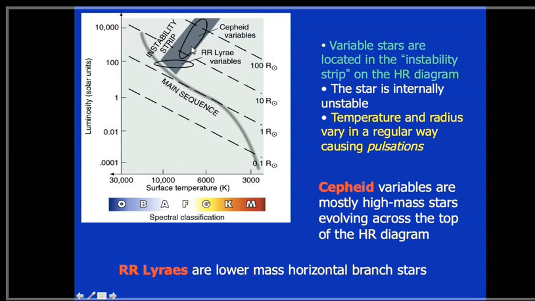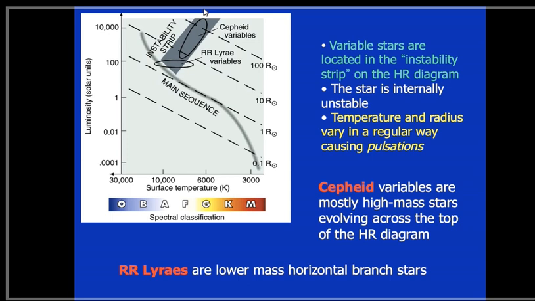So remember, a star is always trying to find a balance between the exterior weight of the star pressing in and the rate of nuclear reactions in the core that are pushing out. So it just so happens that when stars are in this particular part of the diagram, they have difficulty finding that balance, and the star becomes internally unstable.